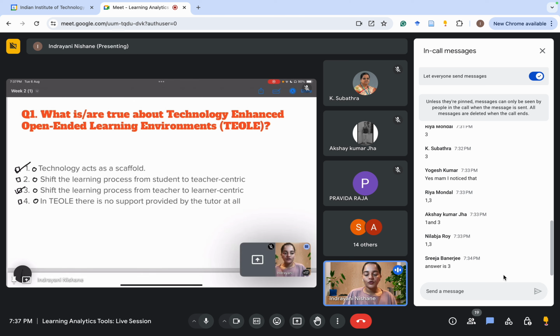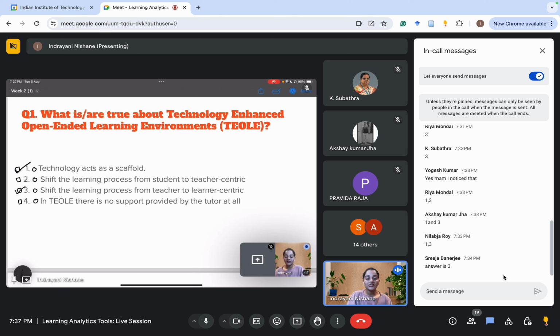Now coming to option 4: in TEOLE, there is no support provided by a tutor at all. This may or may not be true, but we can't be 100% sure. Nowadays in school, many teachers use online systems to supplement their teaching and learning, such as Khan Academy or MindSpark. Apart from the traditional classroom, students are actively encouraged to go to these online learning environments for support.